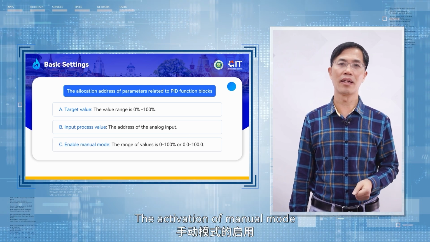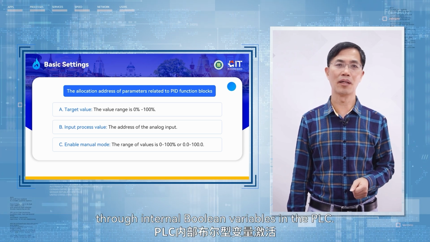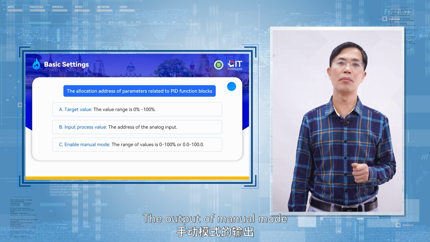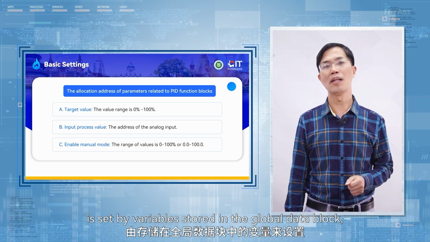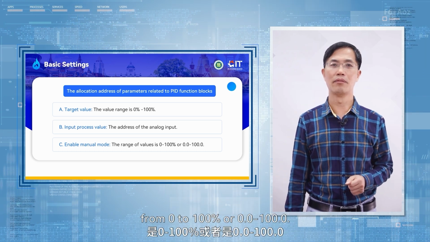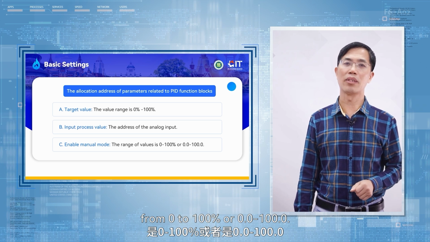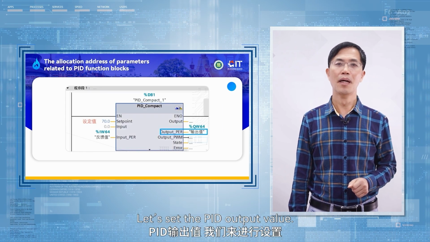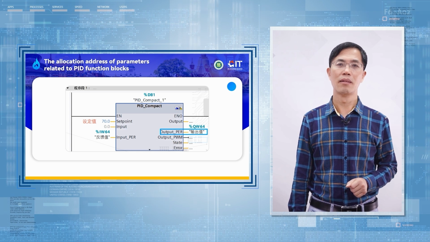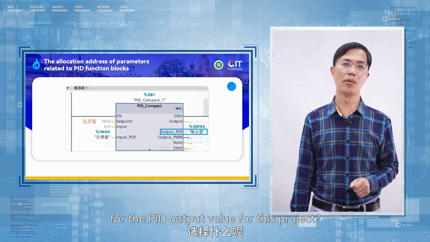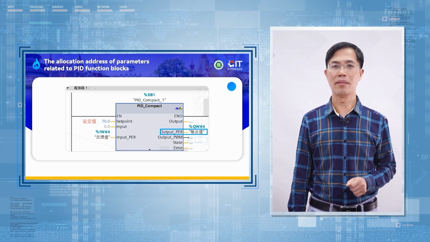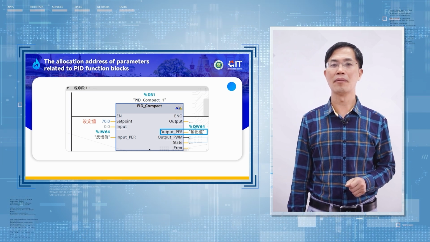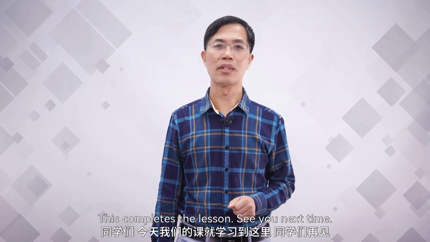The activation of manual mode can be achieved through internal Boolean variables in the PLC. The output of manual mode is set by variables stored in the global data block, typically ranging from 0 to 100% or 0.0 to 100.0. Let's set the PID output value. What should be selected for the PID output value for this project? Select output per, and this case is set as QW64. This completes the lesson.